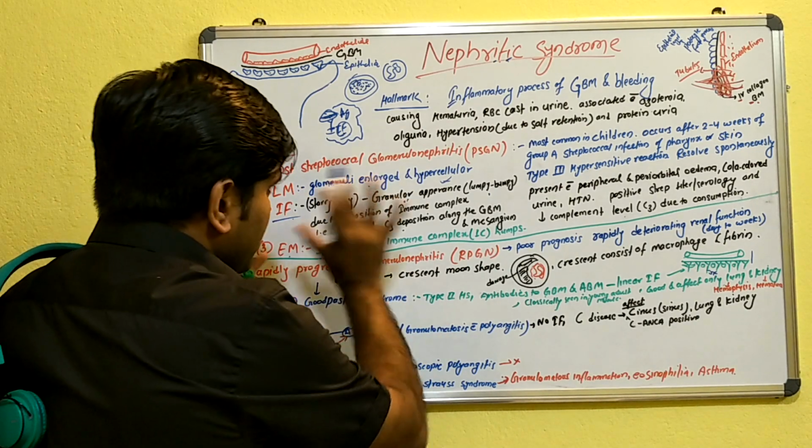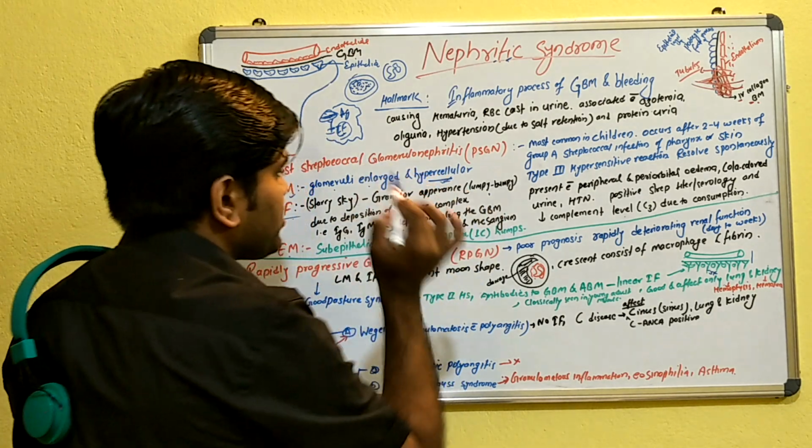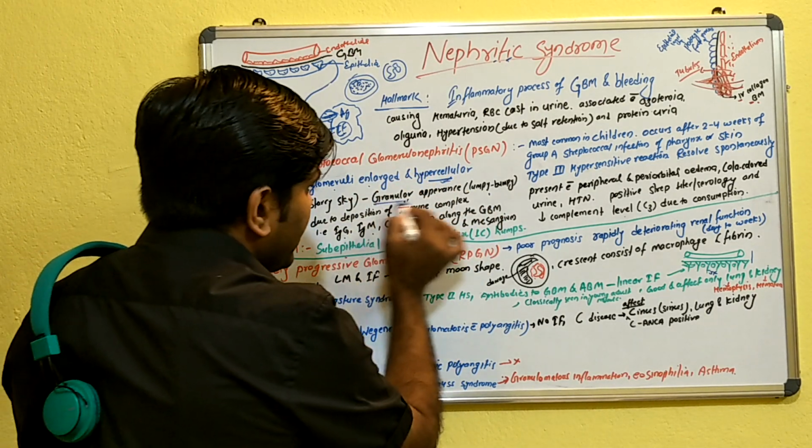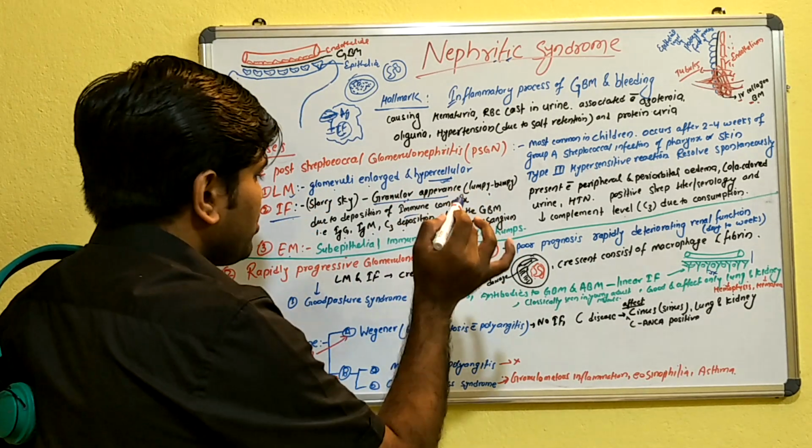You have to understand that on light microscopy, the glomerulus is hypercellular. In immunofluorescence, there will be a granular appearance, that is lumpy-bumpy appearance, due to deposition of the immune complex.